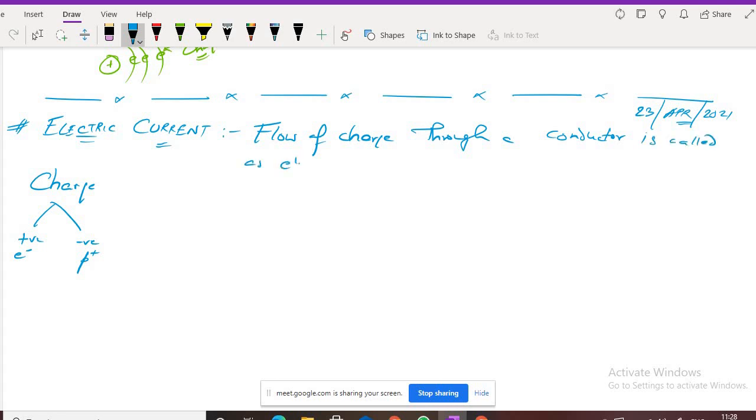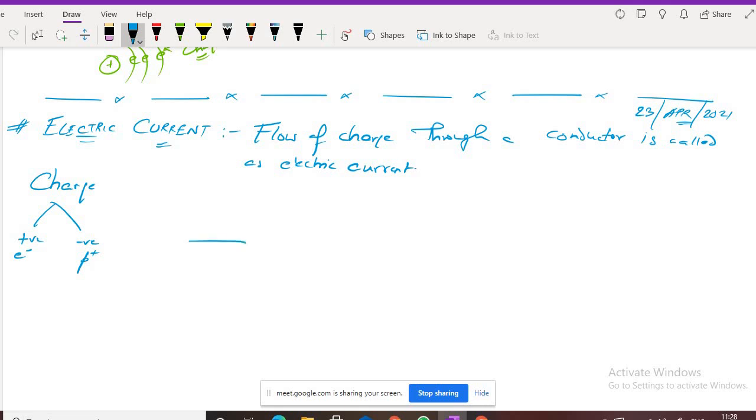The flow of charge through a conductor is called electric current. Students, you will write down these definitions properly in your copy. In the classroom also I have said to you that when I teach, you just follow the notes properly. I will give this video link. You can make your own notes.